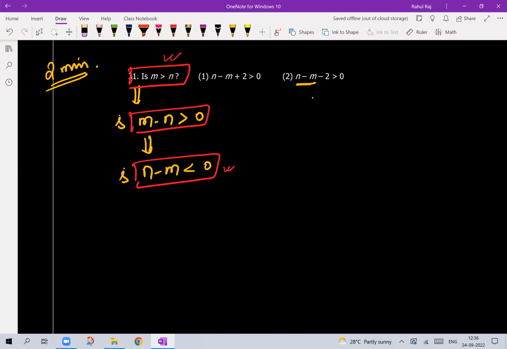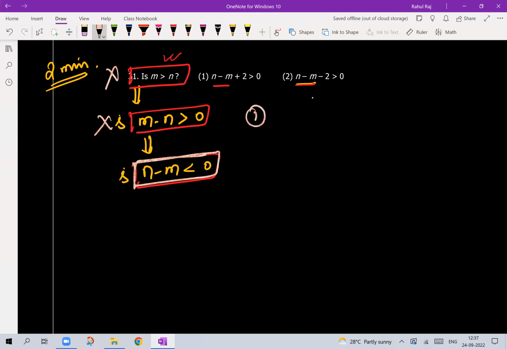The point is that the question says n minus m. So my entire job is to ensure that I focus on this question: is n minus m less than 0? I will not focus on this and this, because eventually all three statements are the same statements. So my focus is: is n minus m less than 0?